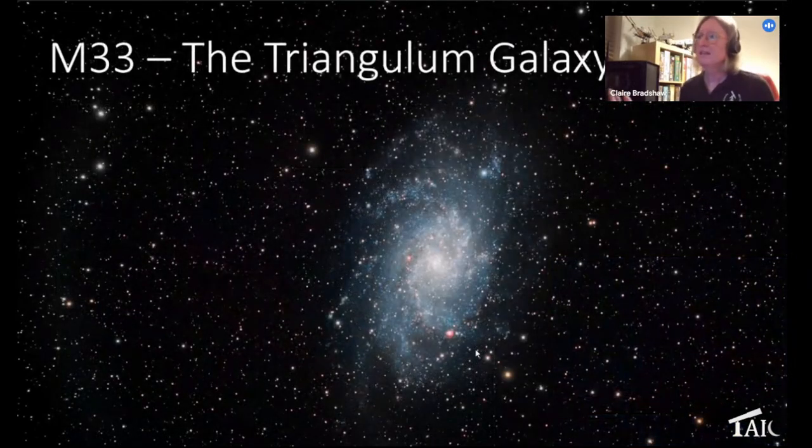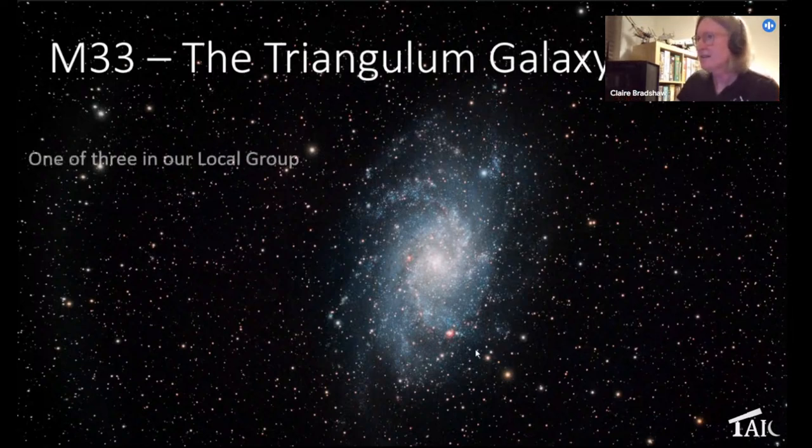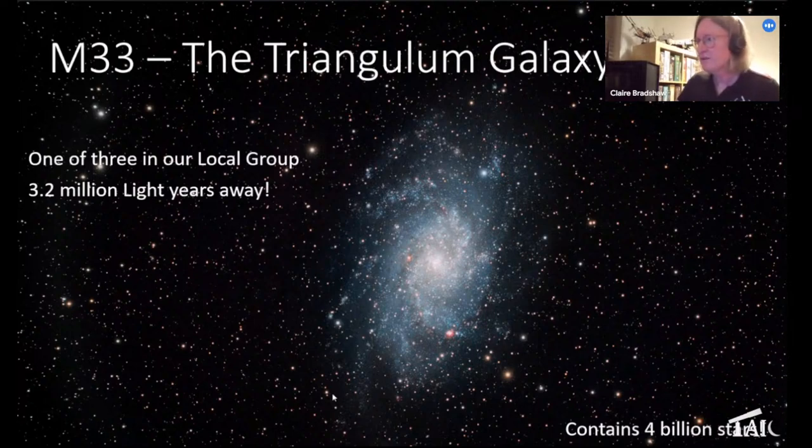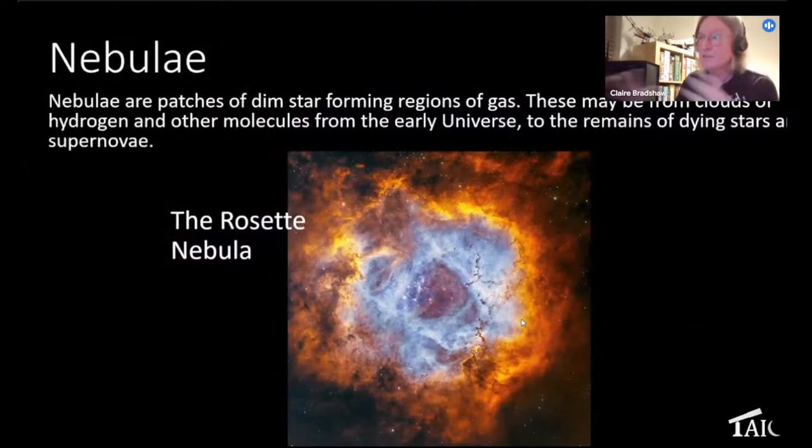The Triangulum Galaxy is another nearby galaxy, one of our Local Group. It contains 4 billion stars. But the main thing about this are these pink areas that you can see within this galaxy, which are enormous star production areas, giant nebulae inside that galaxy. That's amazing to see.